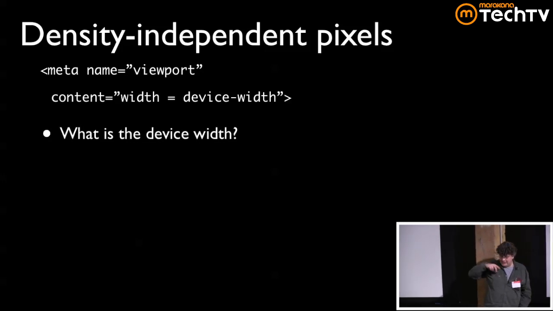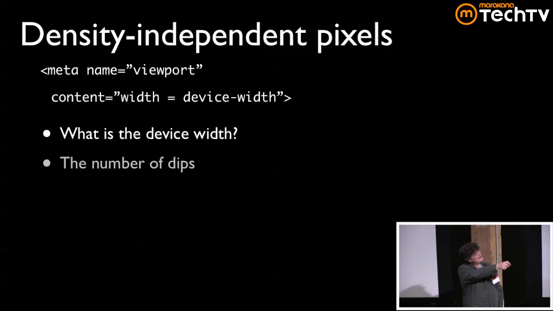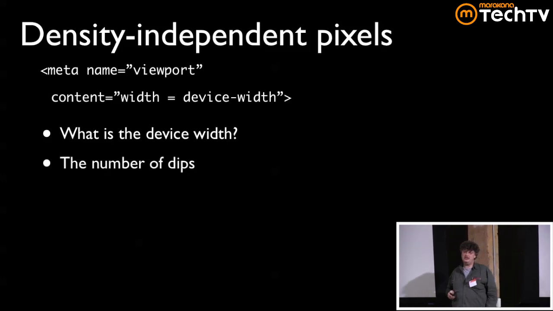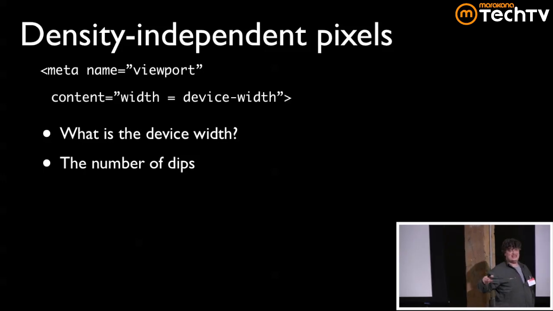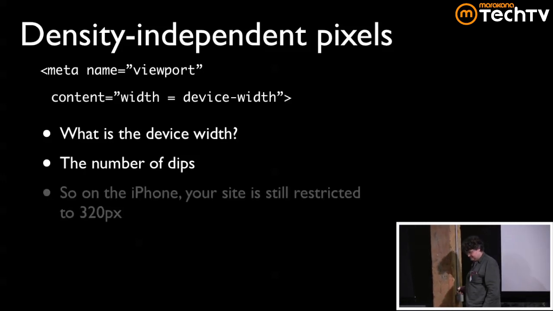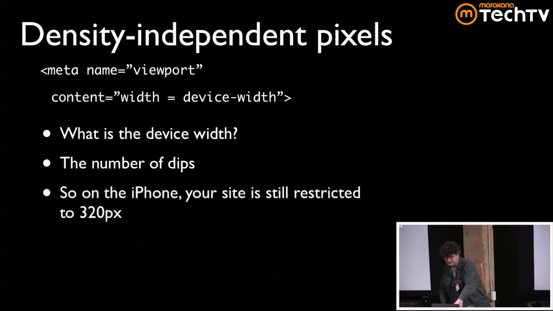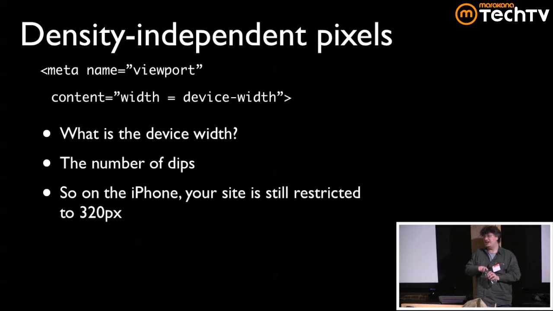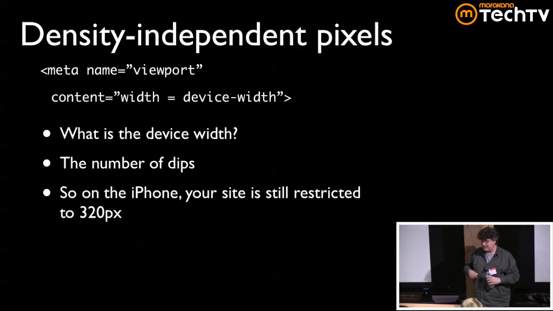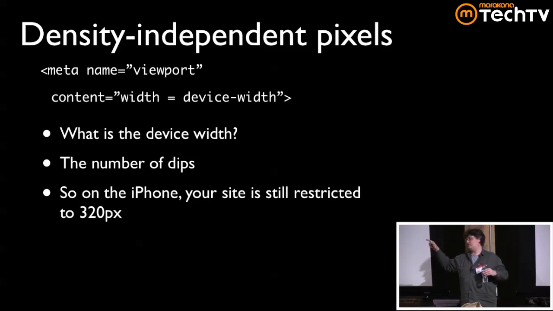So, the definition of this device width has just changed slightly because it now means the number of dips and no more the number of device pixels. So no more physical pixels, we add an extra abstraction layer because we must. In practice, on the iPhone, and of course what Apple wanted, your site is still restricted to 320 pixels, which means in practice that on an iPhone 4G or higher, one device-independent pixel covers 4 actual device pixels, right? 2 times 2.